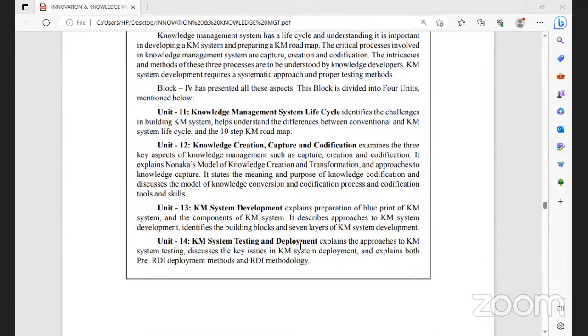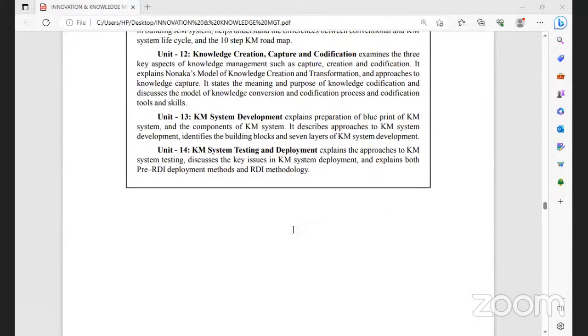Next one is knowledge creation, capture, and codification. How we write programming coding in the IT industry. Here also, a similar pattern: codification relating to knowledge management. And the third content is knowledge management system development. How we will develop a product in the IT industry. Similar here also.